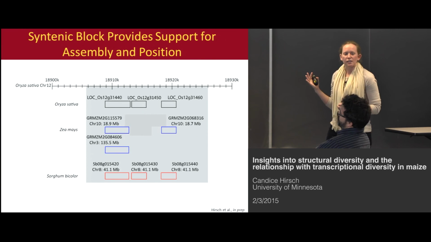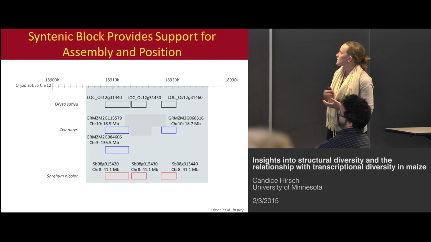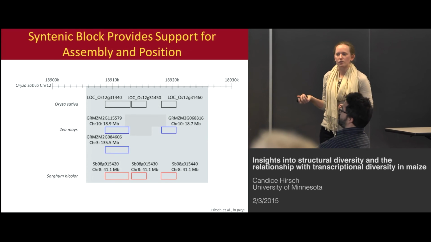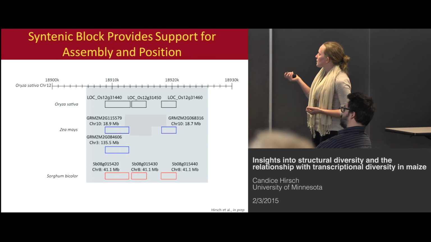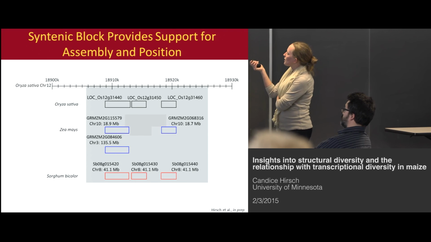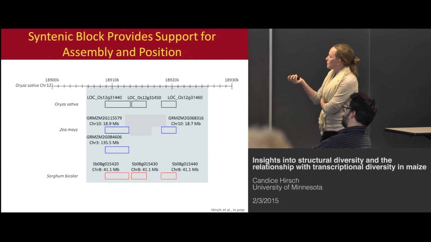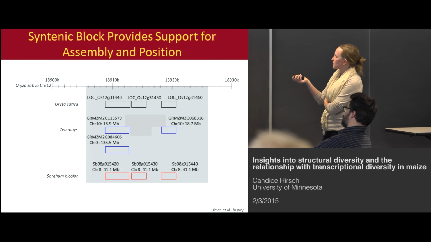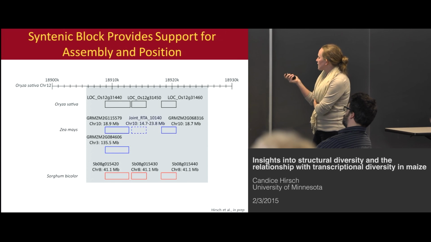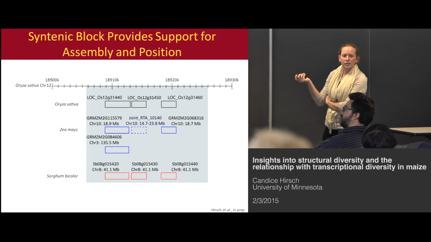We also use syntenic analyses to support the placement of these RTAs throughout the genome. And so here is an example with rice and sorghum as well as maize. We have this region on chromosome 12 of rice where there's 3 genes that have synteny to these 3 sorghum genes on chromosome 8 of sorghum. And in B73 on chromosome 10 we have this particular gene and this one, but this one is lacking in the reference assembly.